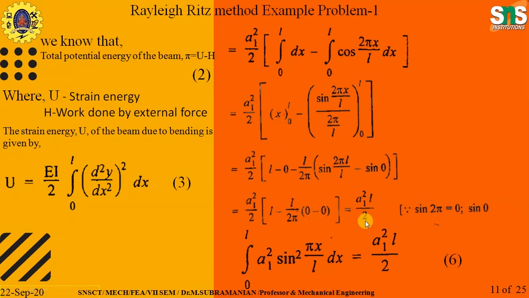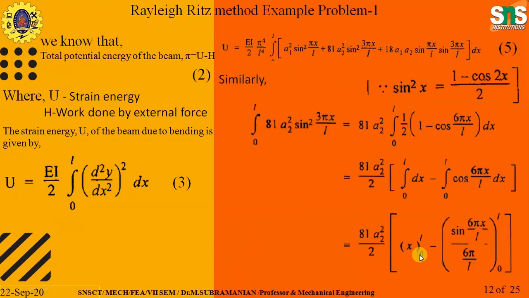The first term we are determining has the value a1 squared times L divided by 2. This is equation number 6. So we have determined the first term. The next term we are going to determine is a2 squared sin squared (3 pi x divided by L), with limits 0 to L.